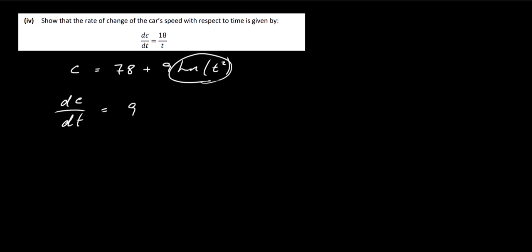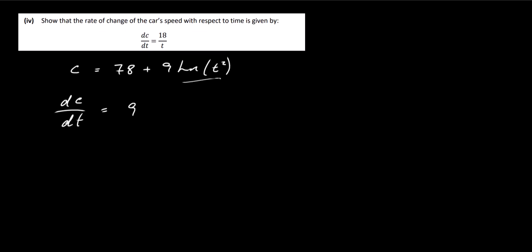Show that the rate of change of the car's speed with respect to time is given by dC/dt is equal to 18 over t. Well, the speed, C, is just given by 78 plus 9 log t squared. So we've got to find dC/dt. So if you differentiate 78, you'll get 0. If you differentiate this, then you will get 9 and then log t squared. So you've got to use the chain rule here.